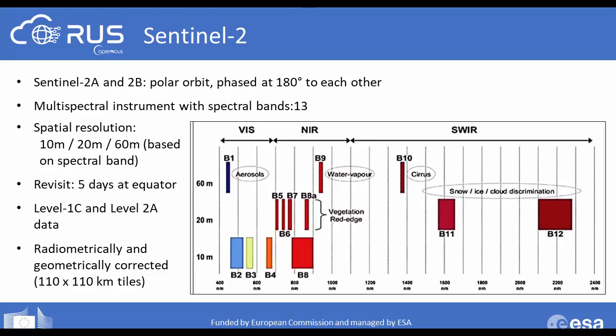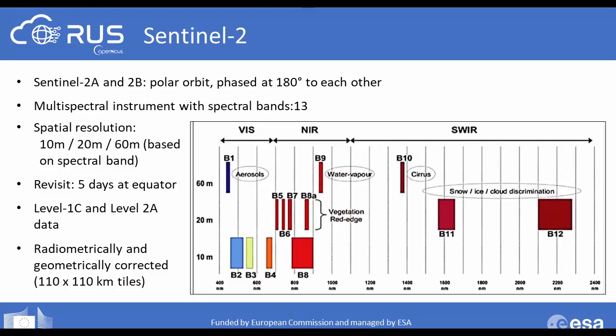The data are radiometrically and geometrically corrected and cut into 100 by 100 kilometer tiles, resampled into a common global grid, which makes it especially useful for any sort of time series studies and so on, because you don't need to worry about co-registering the data to a common grid anymore.